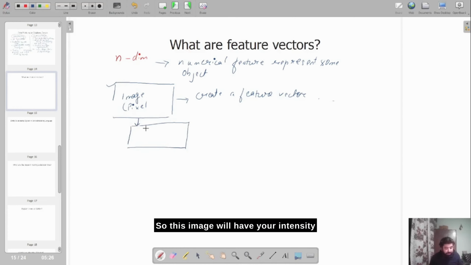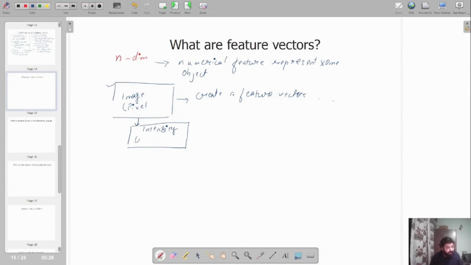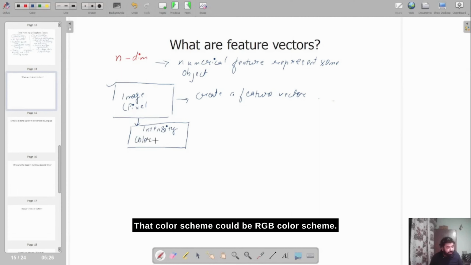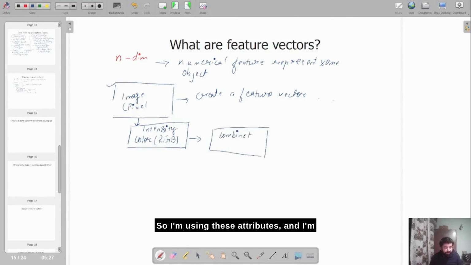This image will have your intensity, and what else will it have? It will have your color. That color scheme could be the RGB color scheme, the attributes involved. So for right now, let's suppose these two things are there. What I am going to do is combine them to get a vector from it. So I'm using these attributes and getting a vector from this. What would happen next?